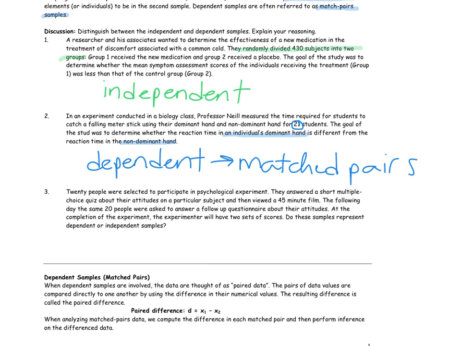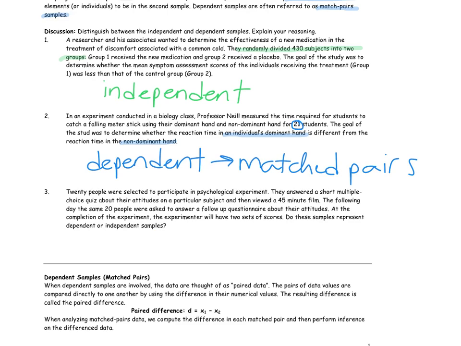Last example. 20 people were selected to participate in a psychological experiment. They answered a short multiple choice quiz about their attitudes on a particular subject and then viewed a 45-minute film. The following day, the same 20 people were asked to answer a follow-up questionnaire about their attitudes. At the completion of the experiment, the experimenter will have two sets of scores. Do we have an independent or dependent sampling method?